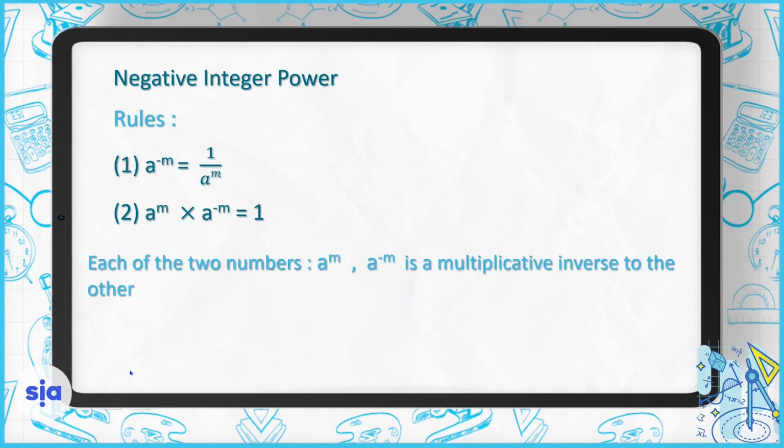Rule number 2: a to the power of m times a to the power of negative m is equal to 1. Any number multiplied by its multiplicative inverse, the result is 1. So each of the two numbers, a power m and a power negative m, is the multiplicative inverse of the other. So if you have any number multiplied by its multiplicative inverse, the result is always 1.